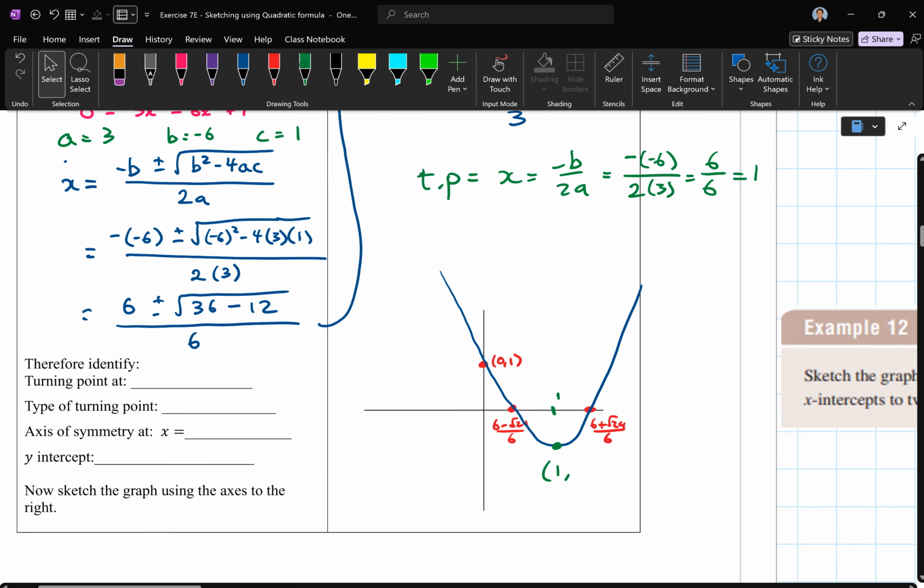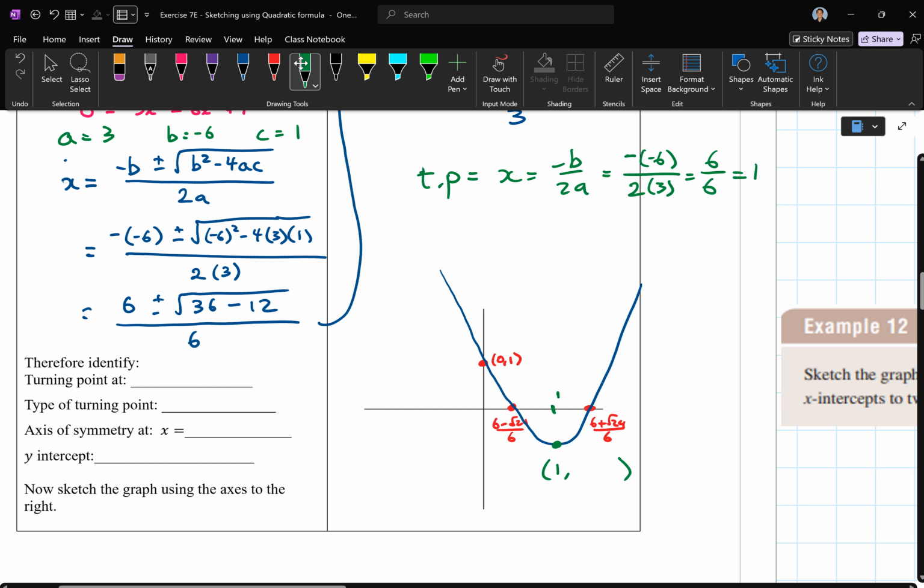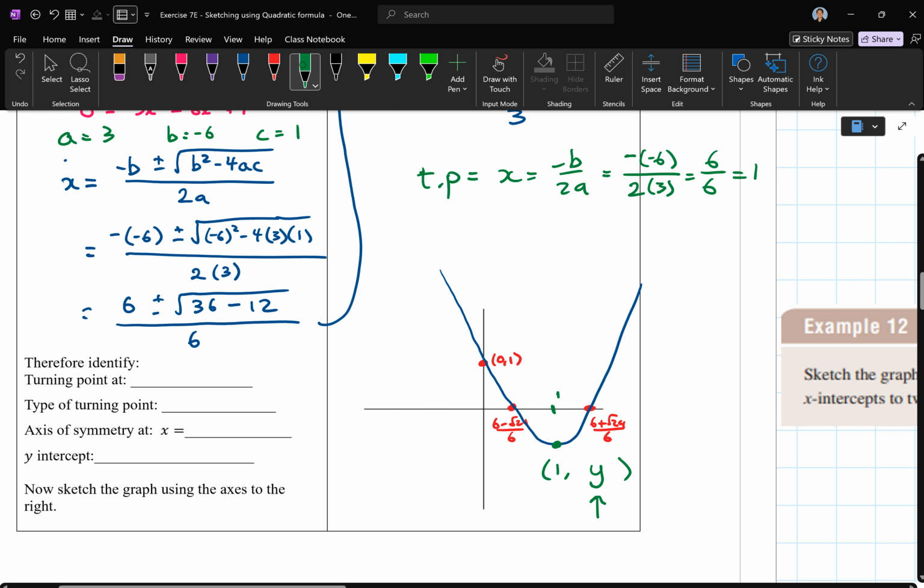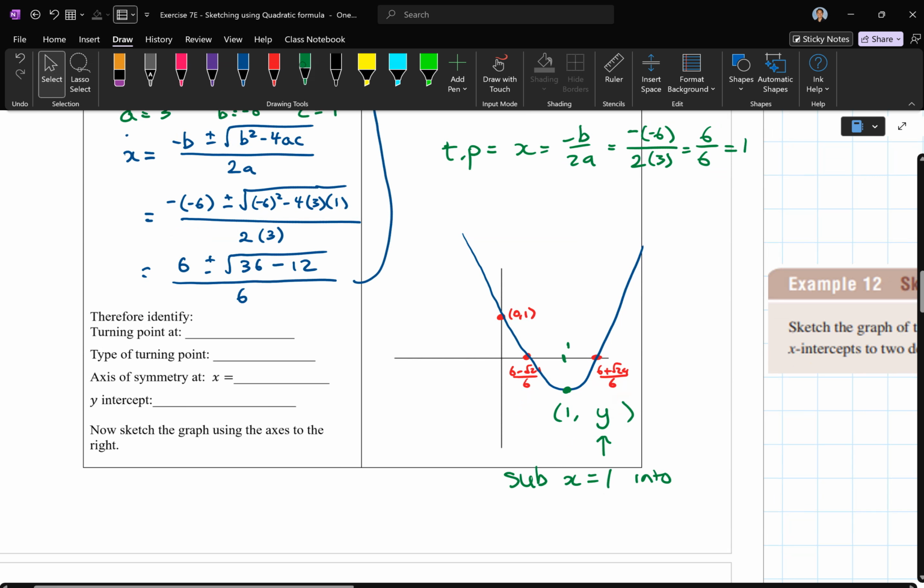How do you find the y coordinate? You've got x equals 1. And that's what you've been doing in exercise 7C and then exercise 7D. Now we're doing 7E. It's the same thing. To find the y coordinate, you sub in x equals 1 into the equation.